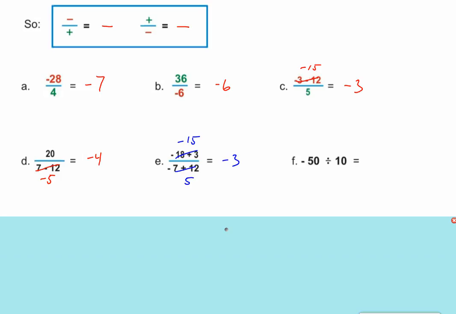And did you get -3? Because 18 negatives and 3 positives is 15 negatives. 7 negatives and 12 positives is 5 positives. Negative divided by a positive is a negative. 15 divided by 5 is 3.